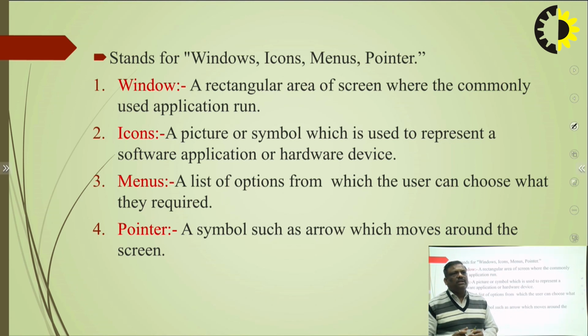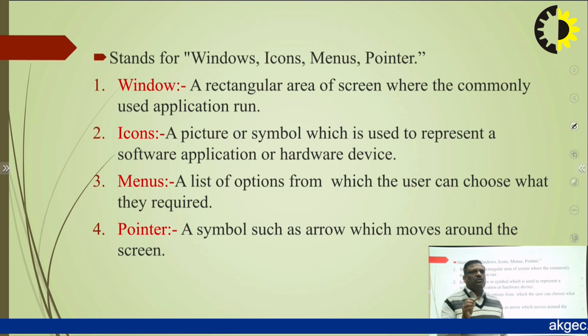A menu is nothing but a list of options. Through this list of options, the user can interact with the system. And pointers: you see in your Windows a cursor moving around the screen. This is a single pointer. So one by one we can elaborate on it further.